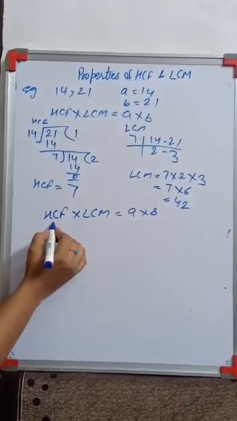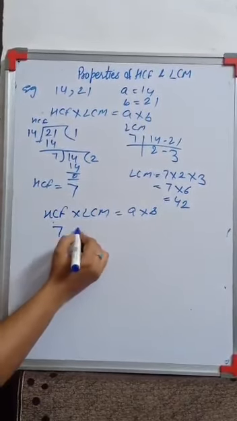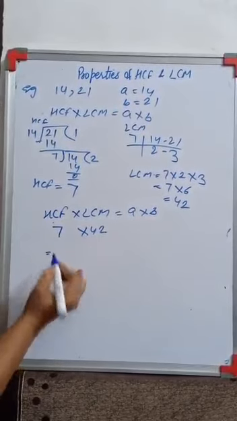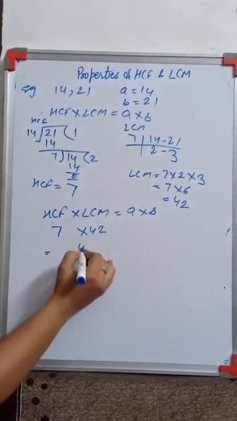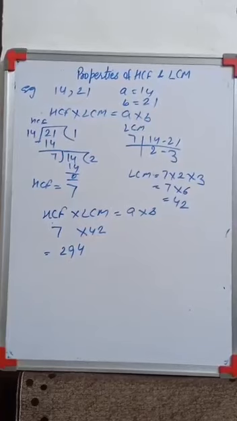So put the values. HCF is how much? 7. LCM is how much? 42. So what is the answer? 7 into 42 is 294. Same.